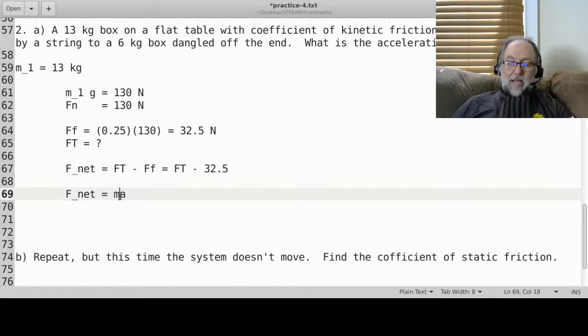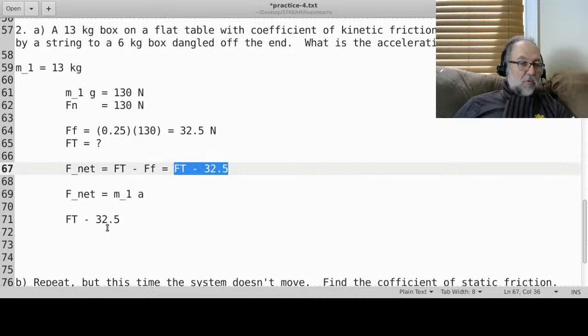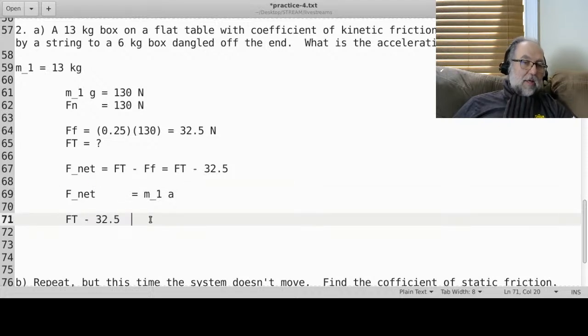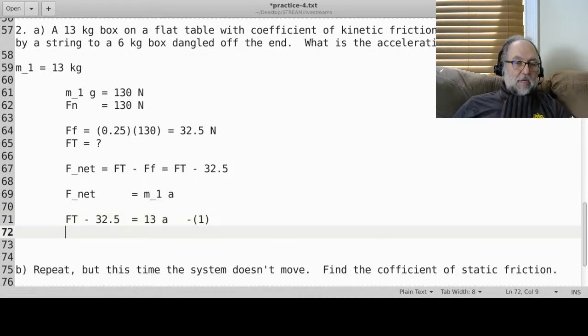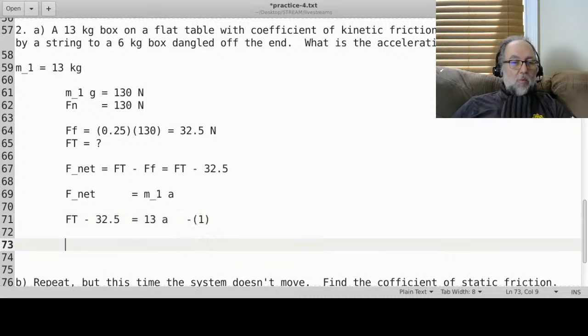Now, which m? It's actually m1 like that, okay? And so at this point, you could say, all right, fine, F net, we don't have a number for it, but we do have an expression. There it is. So do it like that, okay? So I can't put a number in for F net, but at least I can go part of the way there and put Ft minus 32.5. That's got to equal. Do I have a number for m1? Yep, 13. Do I have a number for a? Nope. And so that's it. That's as far as you can go, and we'll call that equation number 1. You can't solve it yet, but it's something, all right? And great. So now what?